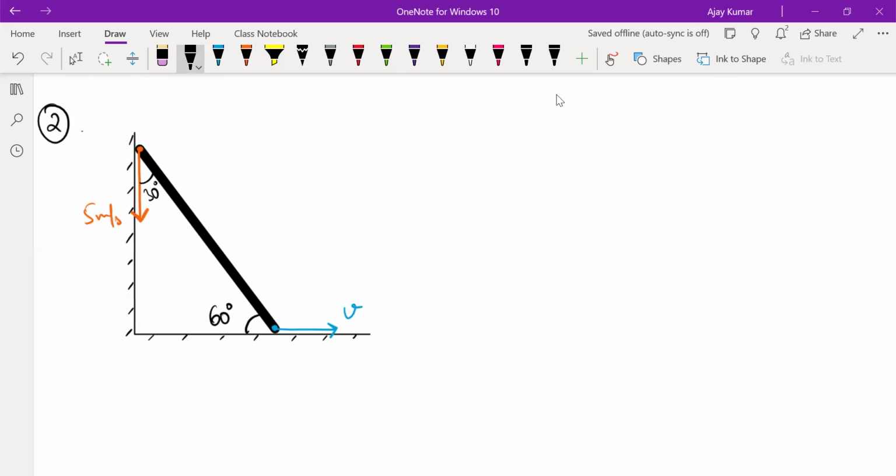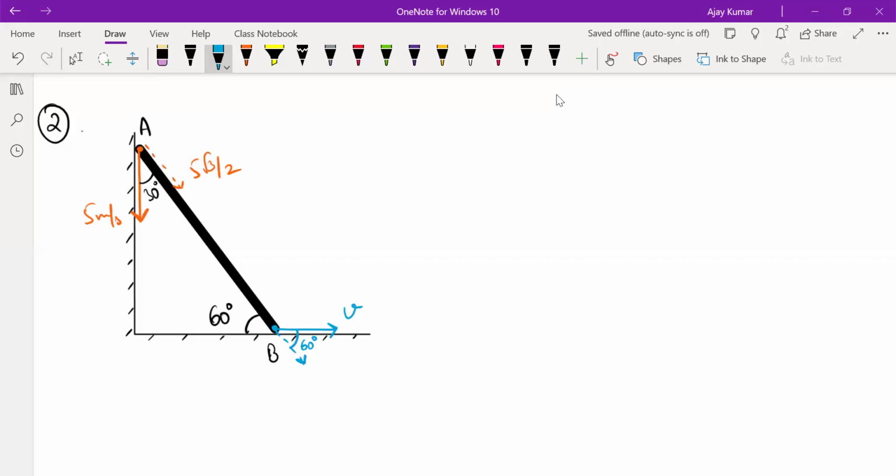Saket, tell me, let's name the ends as A and B. What is the component of A's velocity along the line joining them? 5 cos 30 will be 5√3/2. Now B's velocity magnitude is unknown. But what is its component in terms of V only, along the line connecting them? V/2, sir. If that angle is 60, this angle will also be 60.